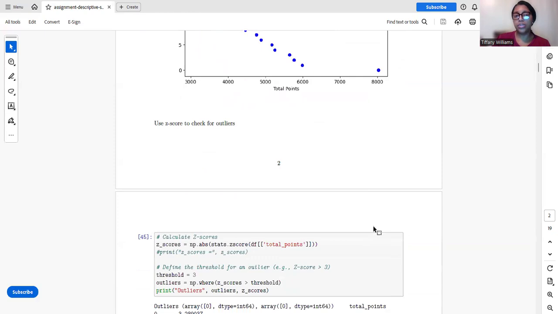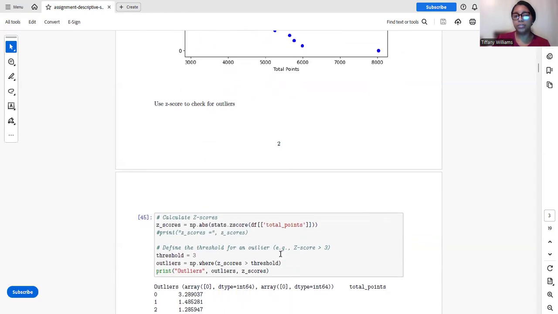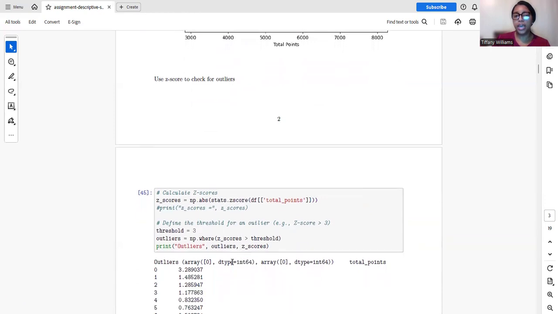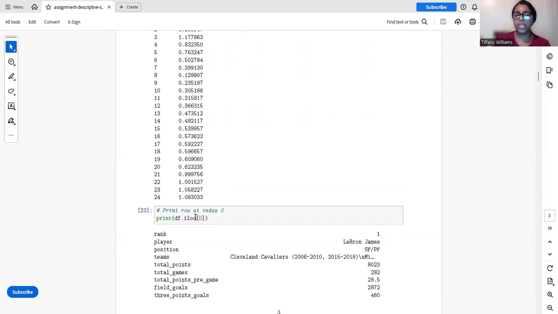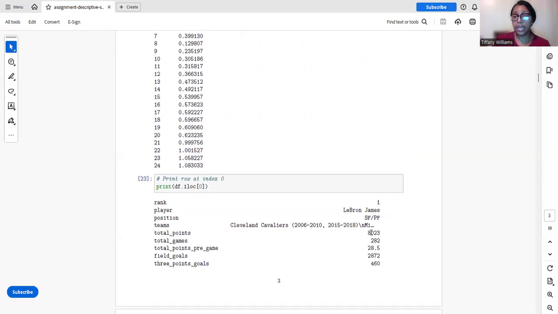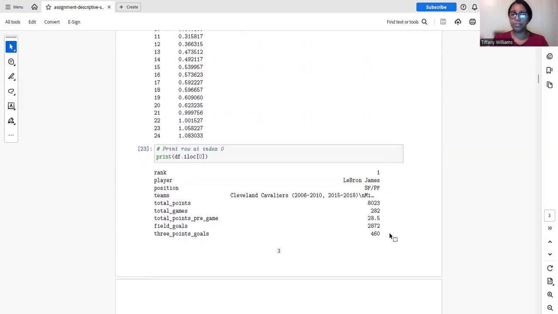I use the Z method to get the Z score and check for outliers. I set the threshold at 3, and the outlier return was in array 0. Array 0 has a Z-score of 3.28, so it is outside or greater than the threshold. So that would be our outlier using the Z-score. We return or locate the particular array, and it happens to be LeBron James with 8,023 total points for his playoff games.